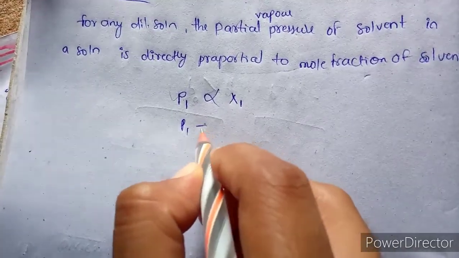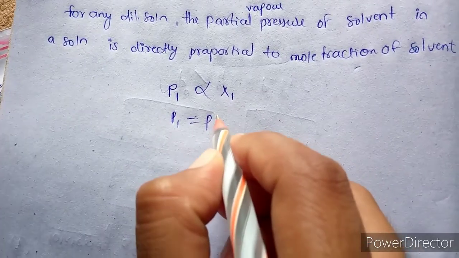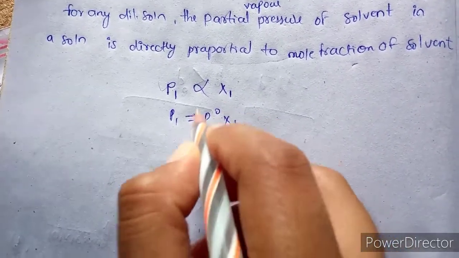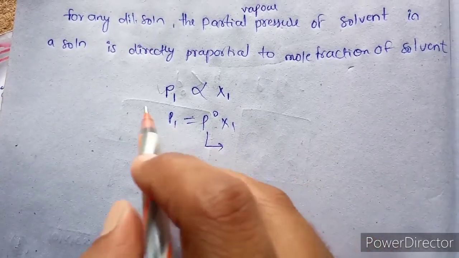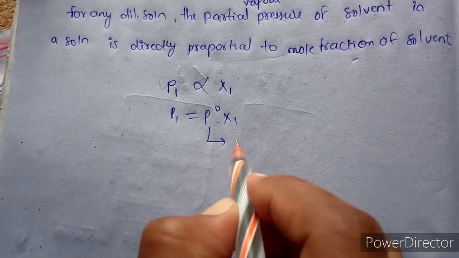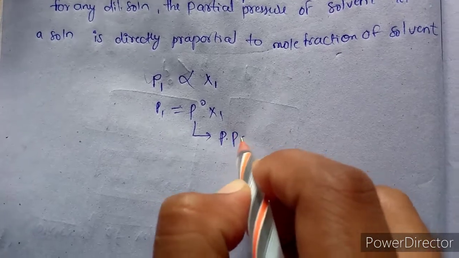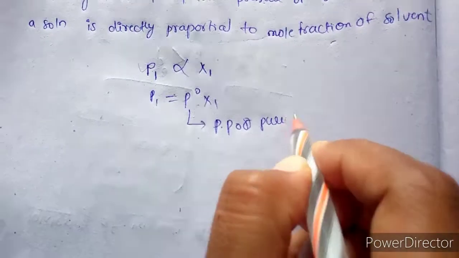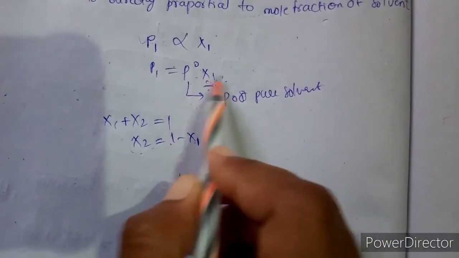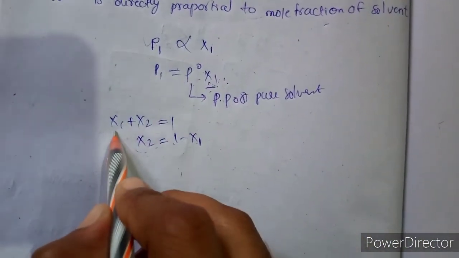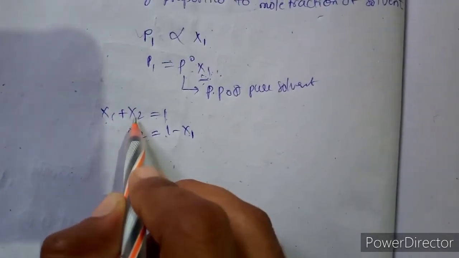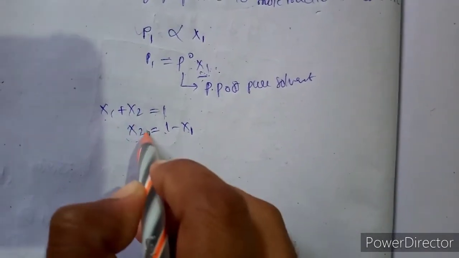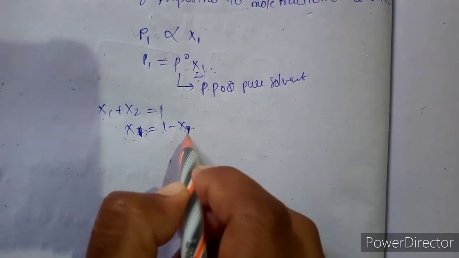If we remove this proportionality, we get P1 = P0 X1. P0 is the vapor pressure of the pure solvent. X1 is the mole fraction of the solvent. The total mole fraction X1 plus X2 is equal to 1, where X2 is the mole fraction of the solute. So X1 is equal to 1 minus X2.